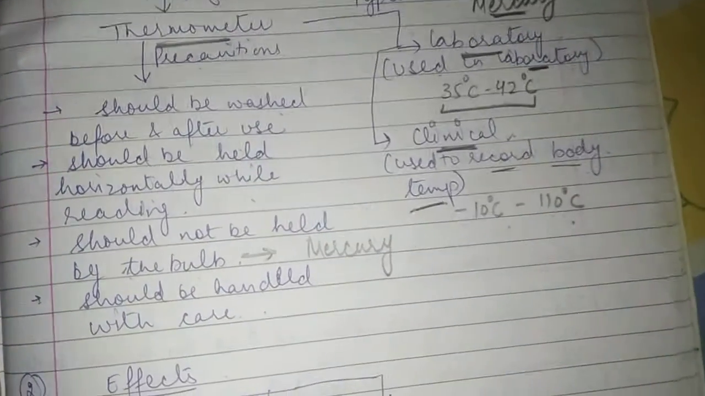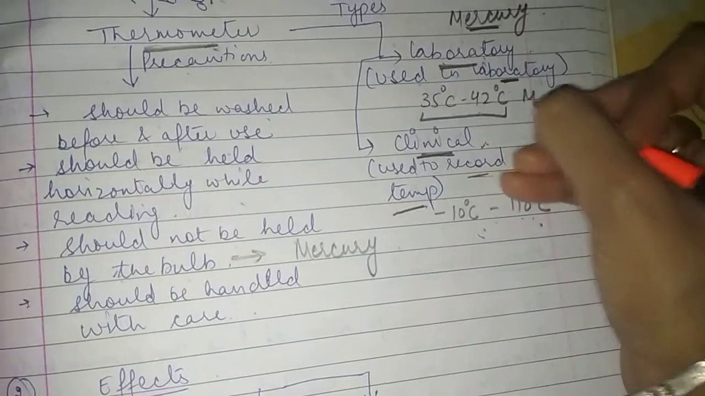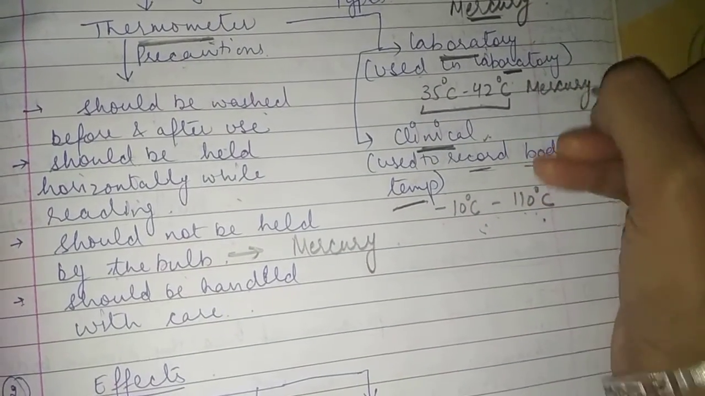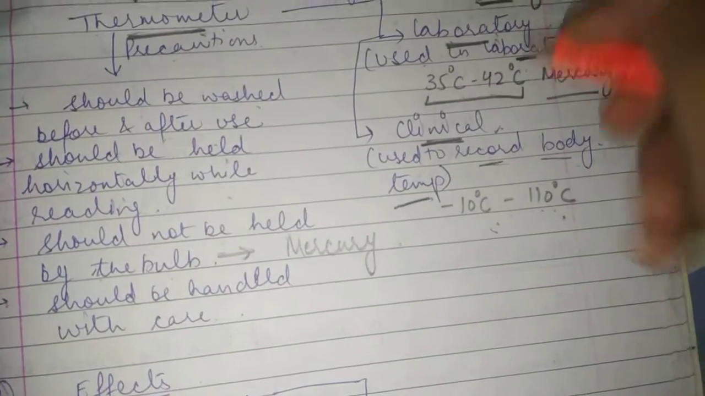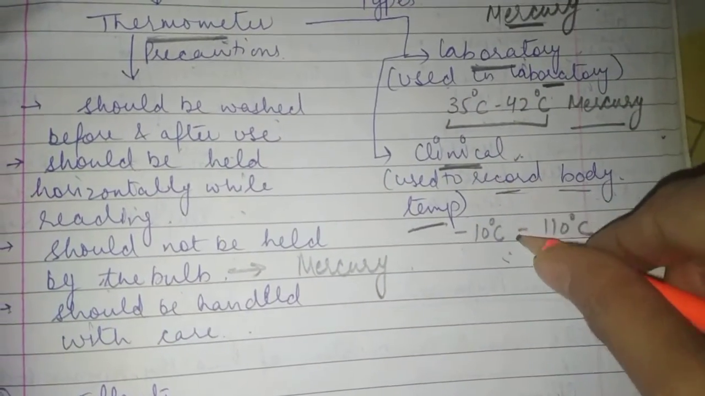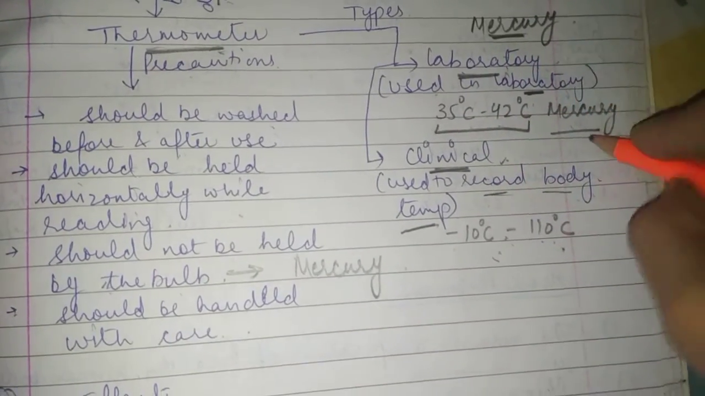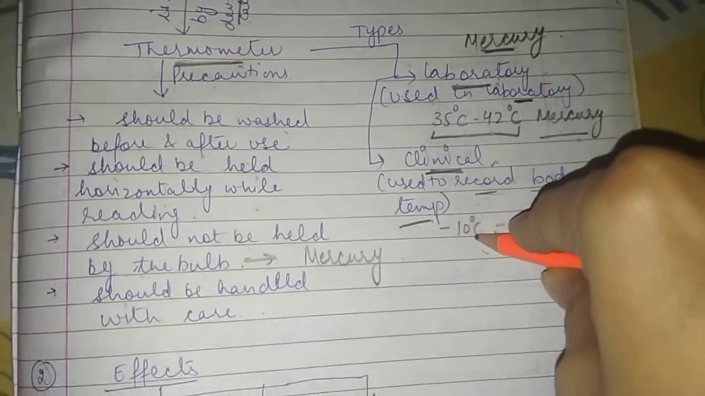And the third major difference is that the mercury present in the laboratory thermometer is not as dangerous as the mercury present in the clinical thermometer.